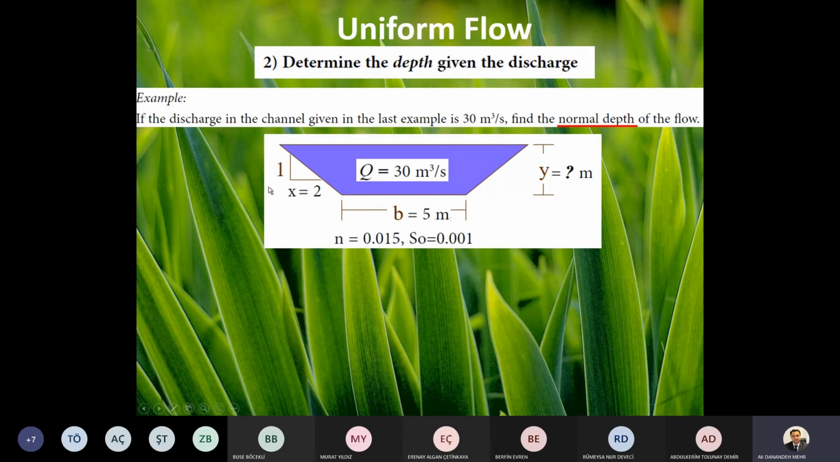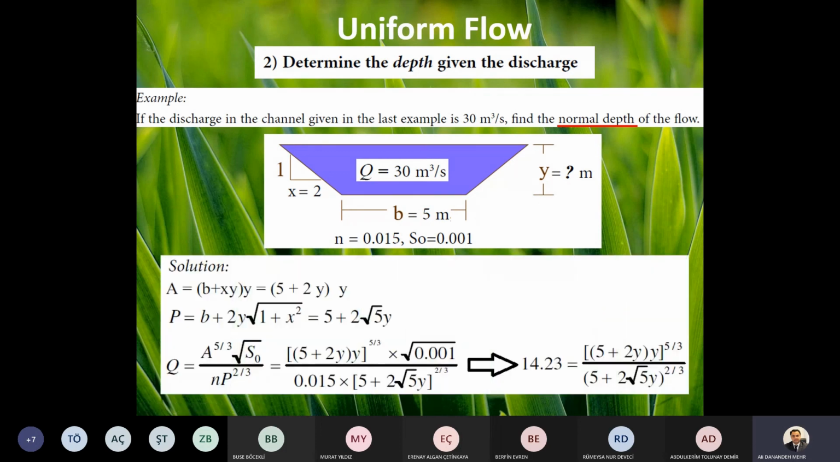The slope of the channel is given, and I know that I should use Manning roughness to calculate the normal depth, y or y0. Look here, I can calculate the cross-sectional area and wetted parameter.